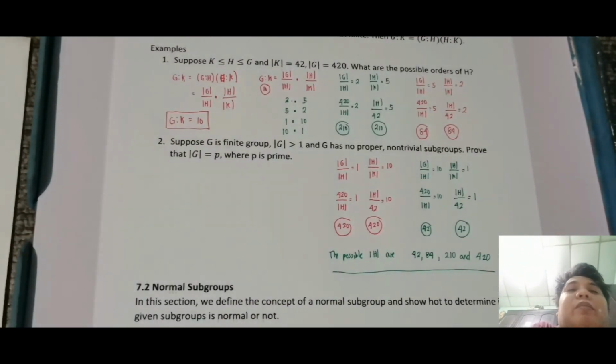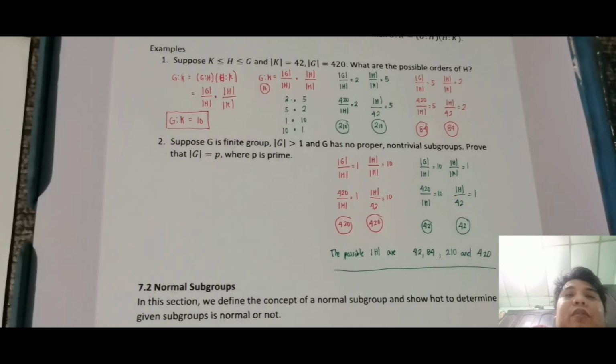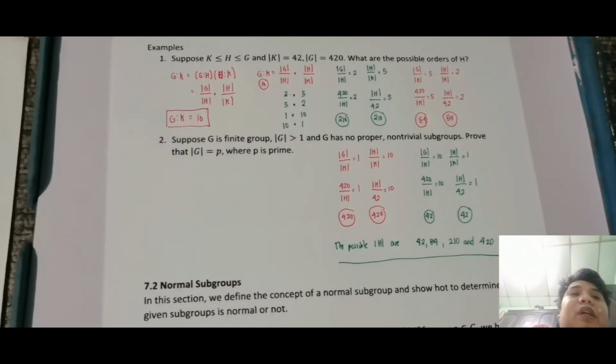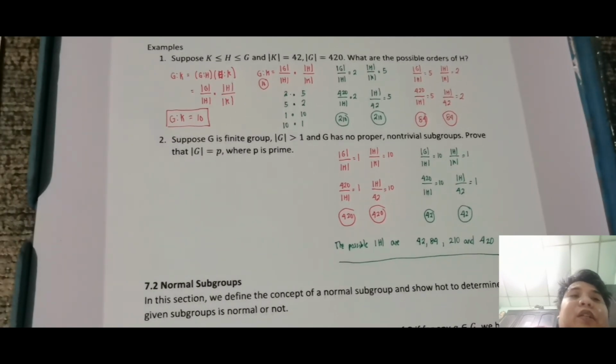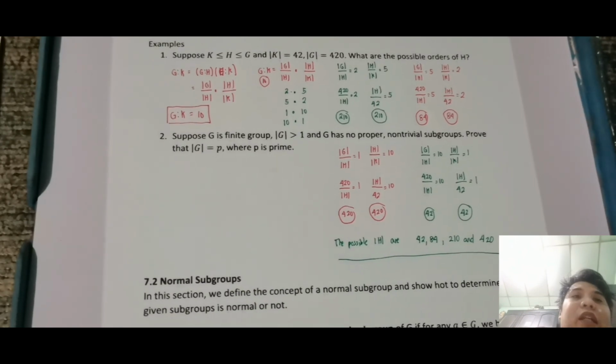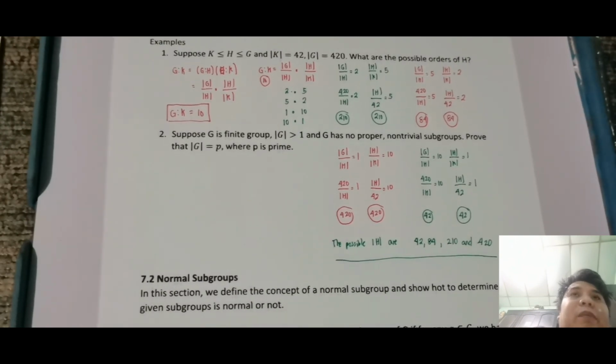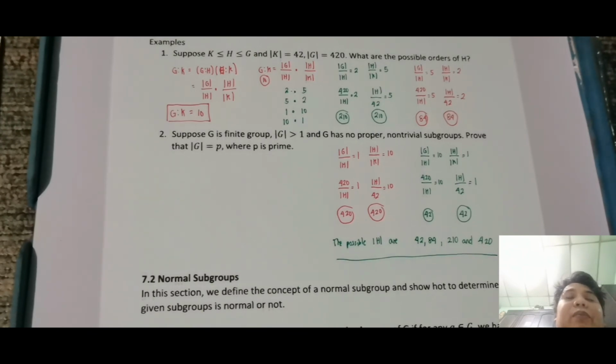Okay, so for yung number 2, let G be a finite group, so which is the order na is greater than 1 and has no proper non-trivial subgroup. So meaning hindi pasok dito yung pagiging identity element, tapos hindi pasok na equal yung G. Non-trivial, so yun nga yung subgroup niya na identity element. So G is not equal to the set containing E. Now prove that the order of G is P where P is prime.